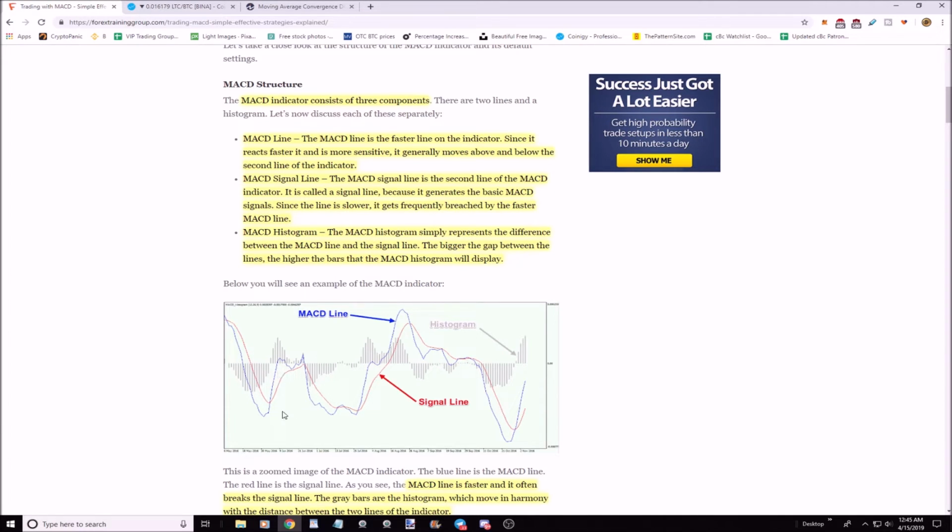Also, it can be said that when the MACD starts to curve higher, when it starts to curve up, that's a bit of a bullish sign, and when it starts to curve down, it's a bearish sign. There are a lot of things going on, even more than this article talks about, but I think these are important to understand.